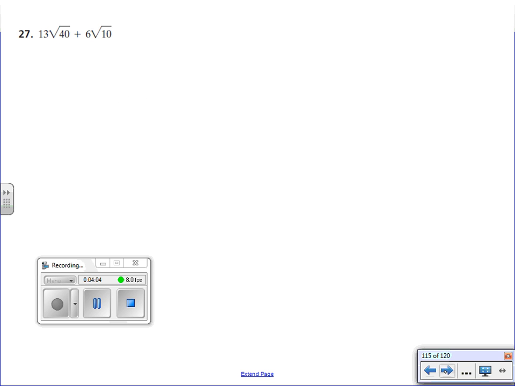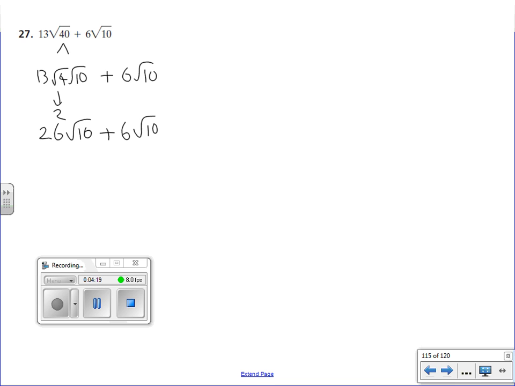Number 20, we need to simplify root 40. So 13 times root 4 times root 10 plus 6 root 10. Root 4 is 2, so that's 26 root 10. Add 6 root 10 gives us 32 root 10.